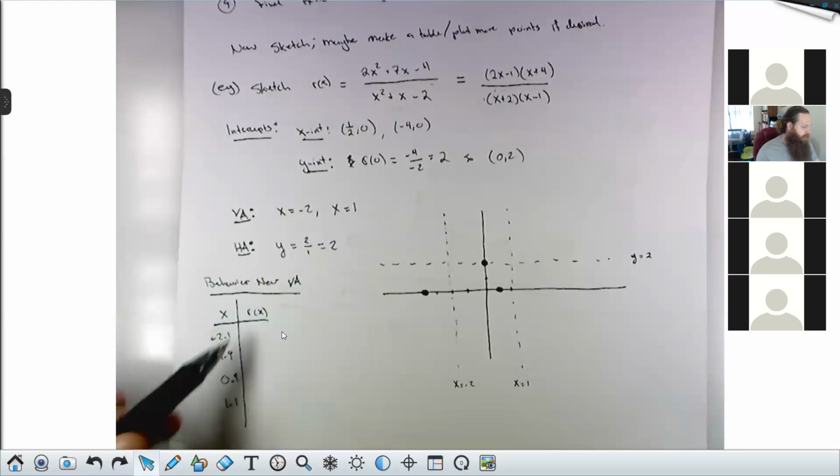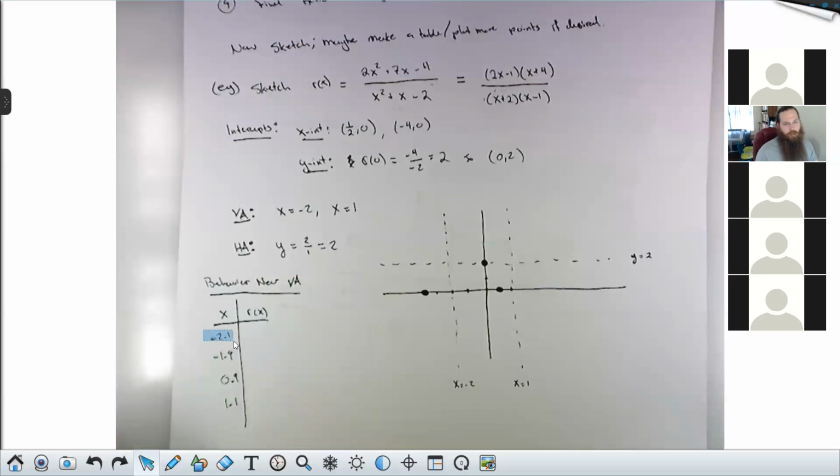And you don't actually need the full value here. I don't need this number. I just need to know whether we're positive or negative. So play along with me. I'm going to plug -2.1 into this function. I want you to tell me one at a time which factors are positive and which factors are negative.